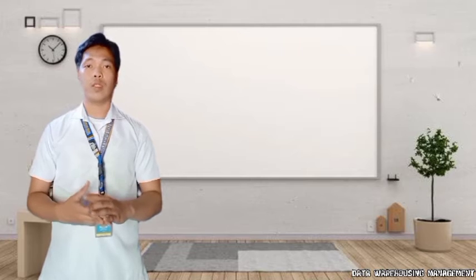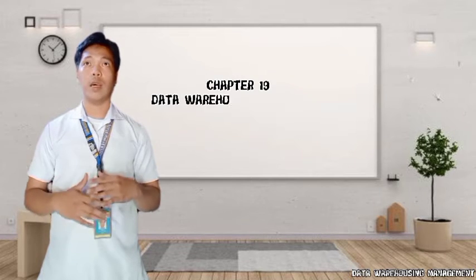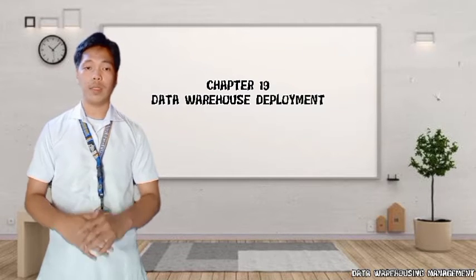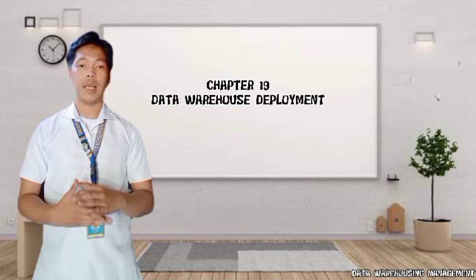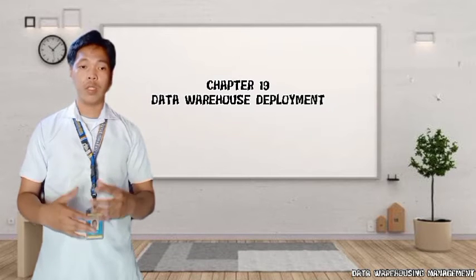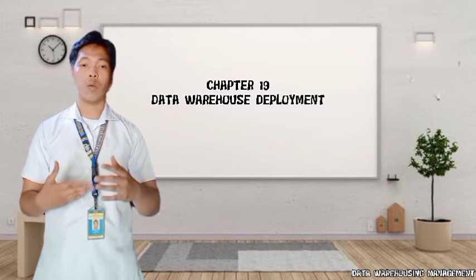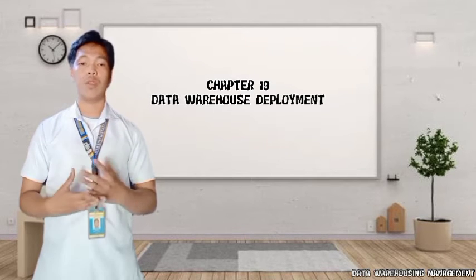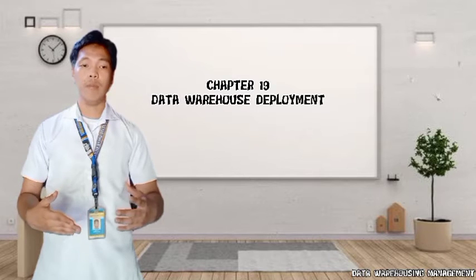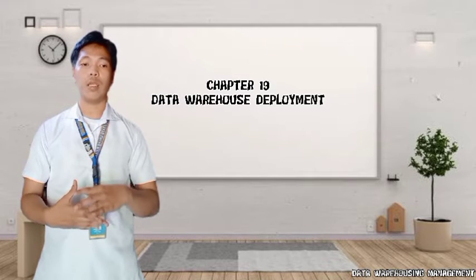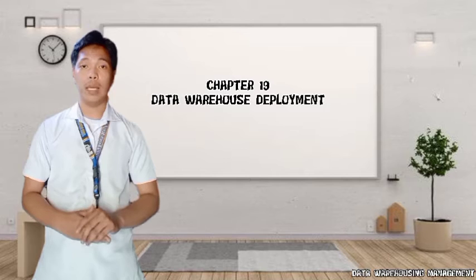Now let's move on to chapter 19, which covers data warehouse deployment. Data warehouse deployment is the next phase after construction. In the deployment phase, you attend to the last few details, turn the data warehouse on, and let the users reap the benefits. By the time you reach the deployment phase, the majority of the functions are completed.